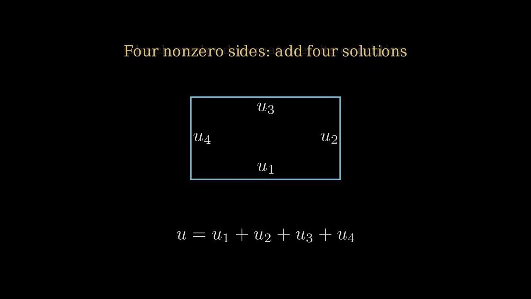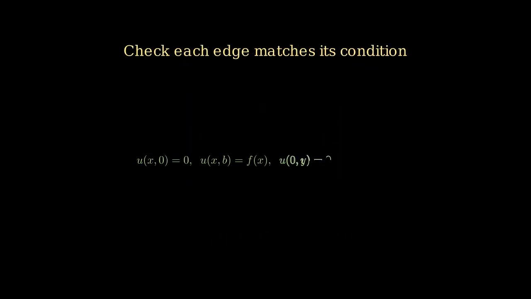To check, we take the assembled solution, u = u1 + u2 + u3 + u4, and evaluate it along each of the four edges in turn, confirming that it reduces to 0 on the three plain sides, and to the correct given function on the edge with non-zero data.